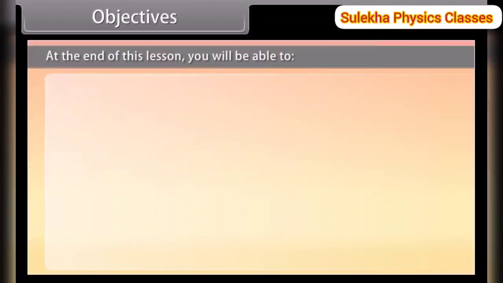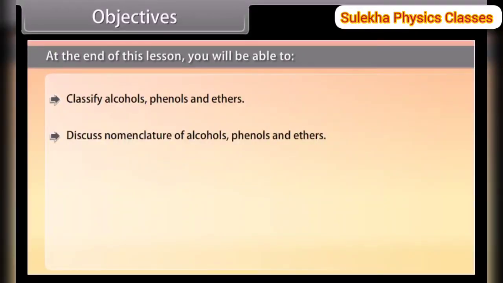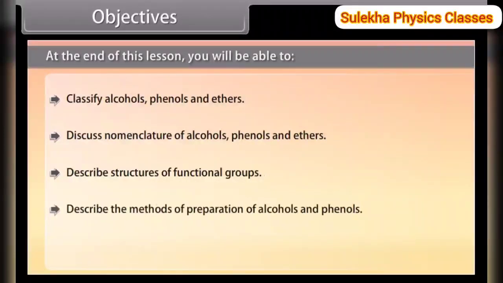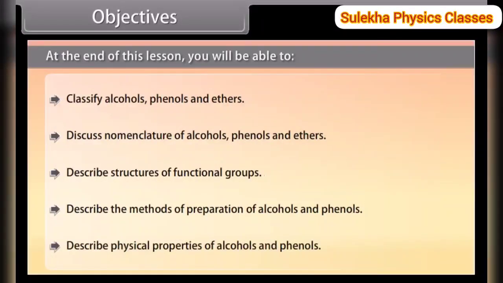At the end of this lesson, you will be able to classify alcohols, phenols and ethers, discuss nomenclature of alcohols, phenols and ethers, describe structures of functional groups, describe the methods of preparation of alcohols and phenols, describe physical properties of alcohols and phenols.